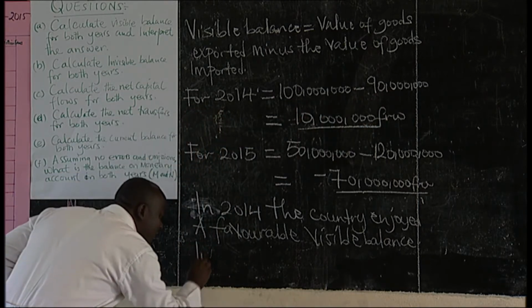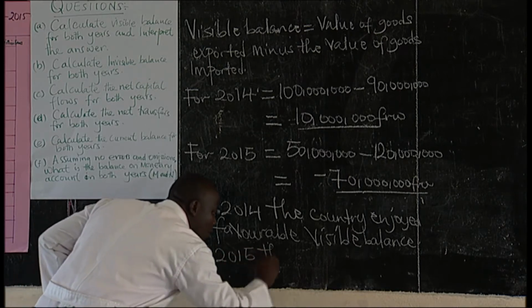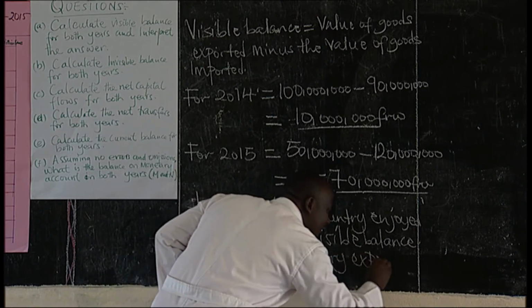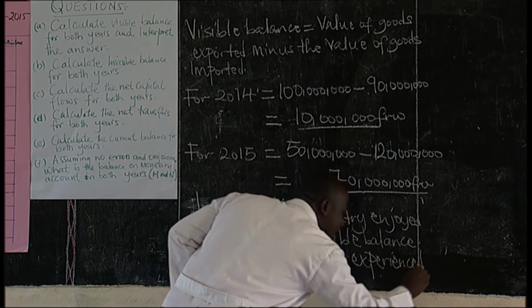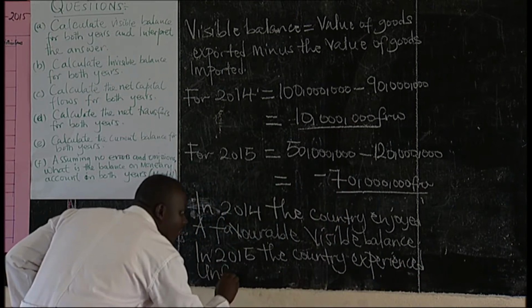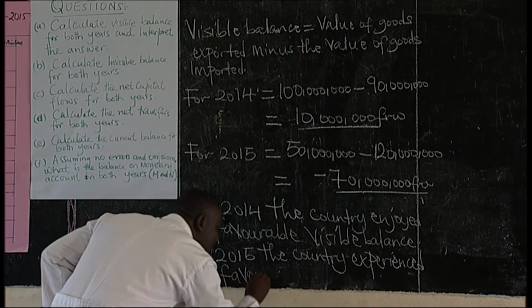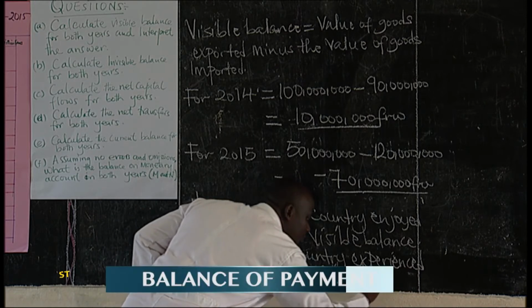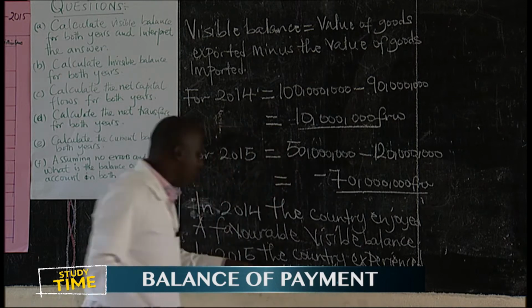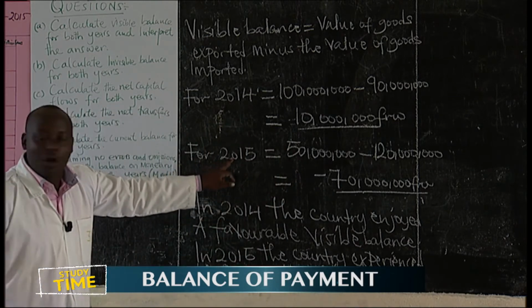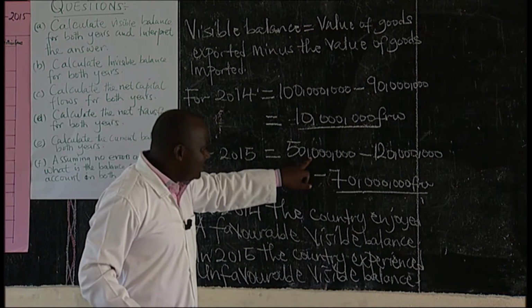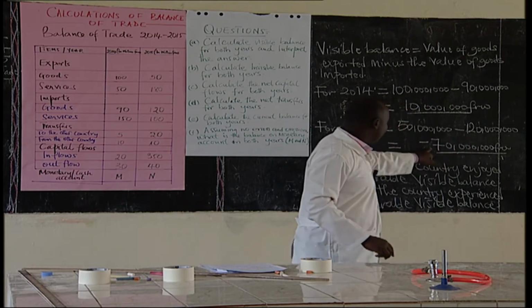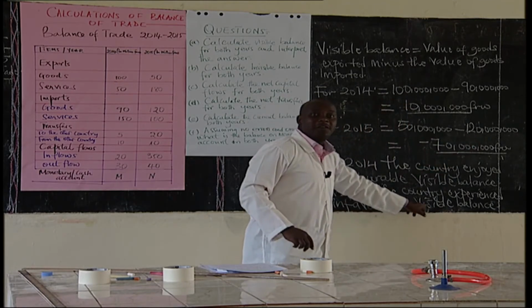Then, in 2015, we are interpreting the answer. The country experienced an unfavorable visible balance. Why did the country experience an unfavorable visible balance in 2015? Because the earnings on goods exported is less than the expenditure on goods imported. That's why we got a negative, meaning it is an unfavorable visible balance.